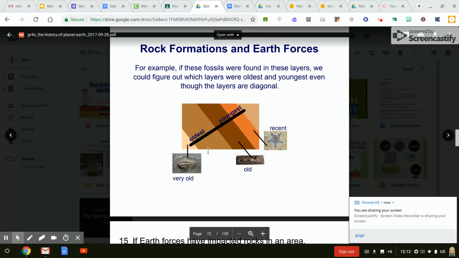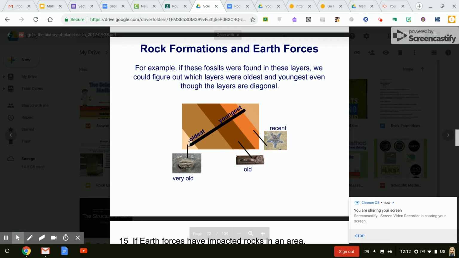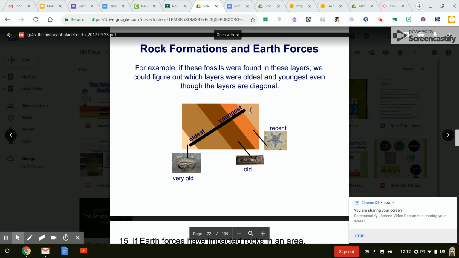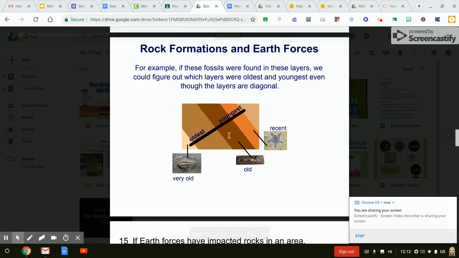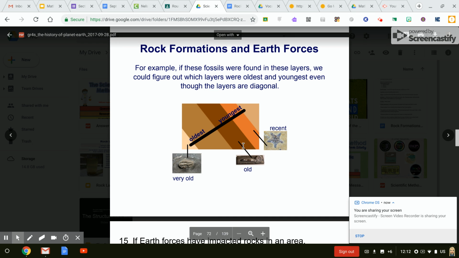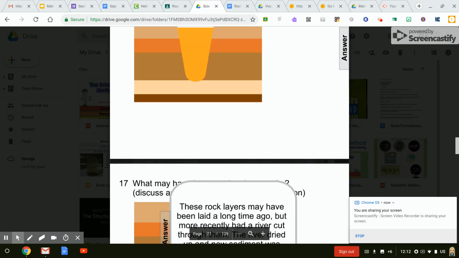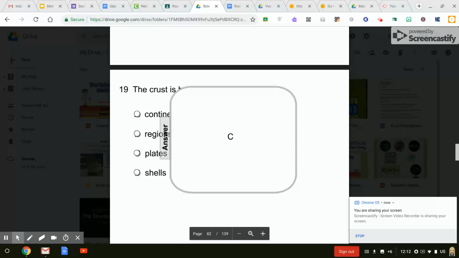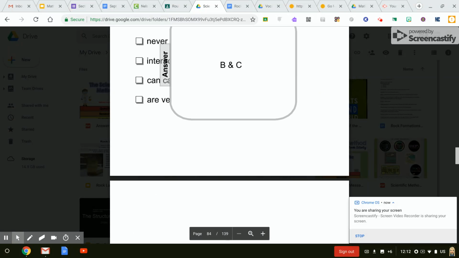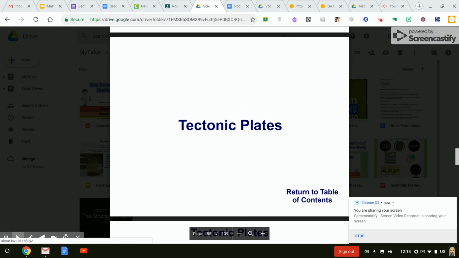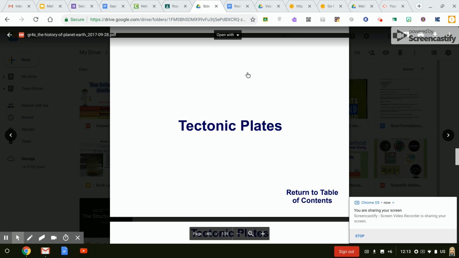So here you see an example of the oldest layer up to the youngest layer, and these fossils help scientists discover and determine the age of these rock layers, even though they are now diagonal and they aren't in those nice horizontal straight lines like they usually are. We're going to skip over these questions and we're going to head on into tectonic plates.